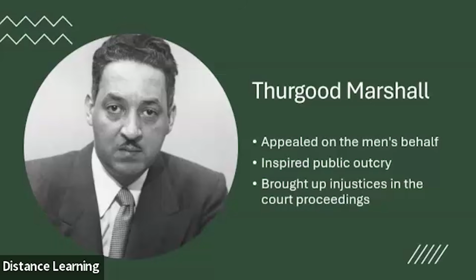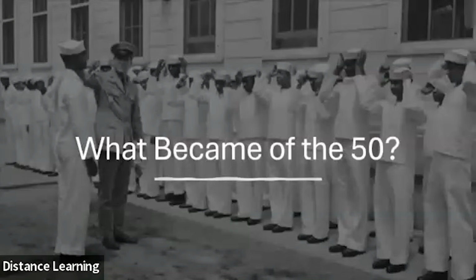So he tried and tried to get these kind of proceedings overturned, to get this verdict looked at again. But we'll see that doesn't really happen. Naval lawyers will eventually go over the court transcripts, but the mutiny verdict stood for all 50 men. After the case, what became of these 50, of the Port Chicago 50?